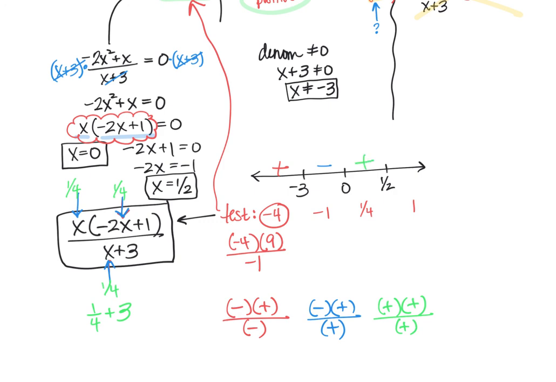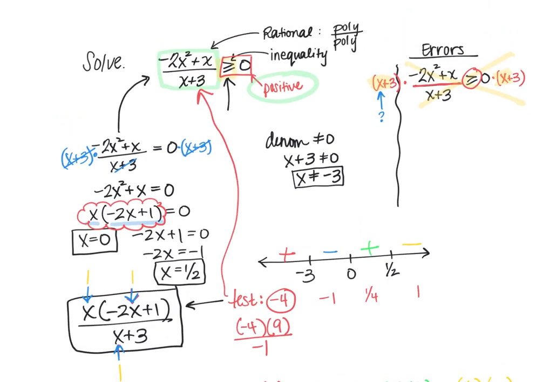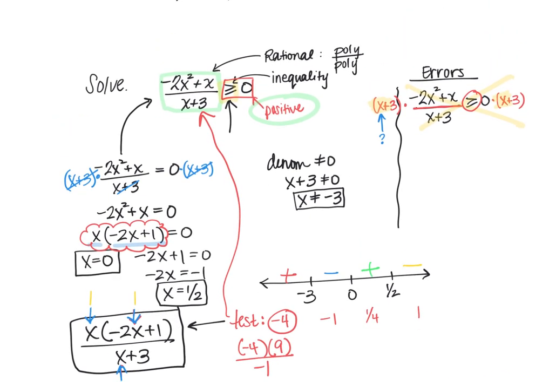Lastly, we'll test positive 1. So we will have a positive. Negative 2 times positive 1 is negative 2, plus 1 is negative, and the denominator, 1 plus 3, is 4, and that's positive. So overall, we'll have a negative. Now this is sign analysis. We're analyzing the signs, whether we have positives or negatives.